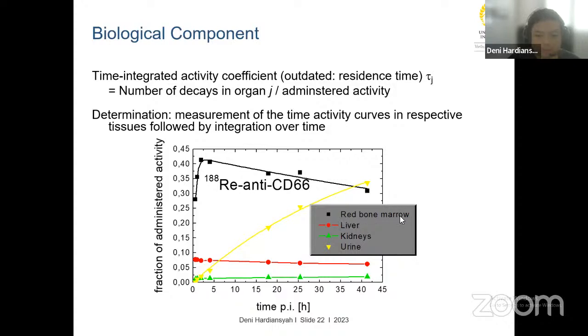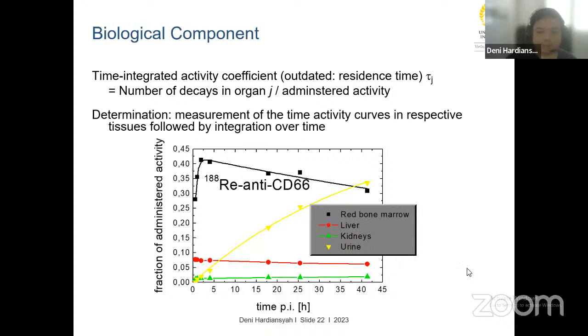And why do we need the red bone marrow? Because, in this case, this is one example, the real data from a patient for the Re-188 anti-CD66 that people use for radioimmunotherapy of leukemia, for example. And then the target is actually the red bone marrow. We know that if a patient loses their red bone marrow, then they die. But because this type of tumor is distributed mostly in the red bone marrow, this red bone marrow becomes the target as well.